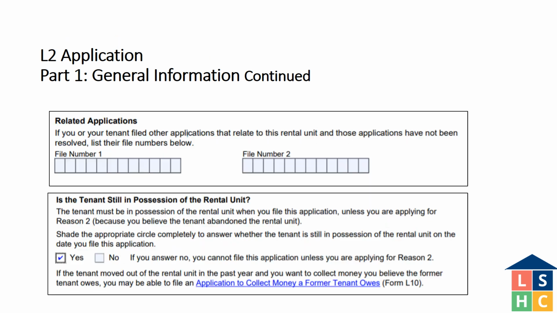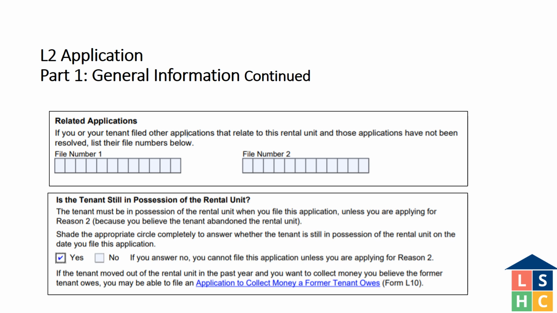If there is another hearing date set for another issue such as arrears of rent or a tenant application, record the file number in the related application section to alert the Landlord and Tenant Board. They may be able to join both applications so that all issues are dealt with at the same hearing.